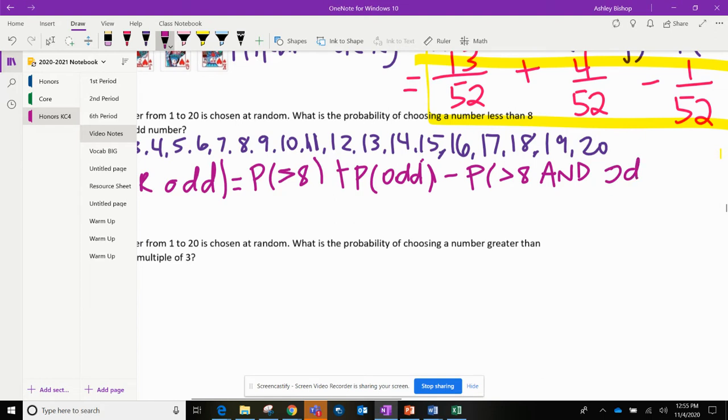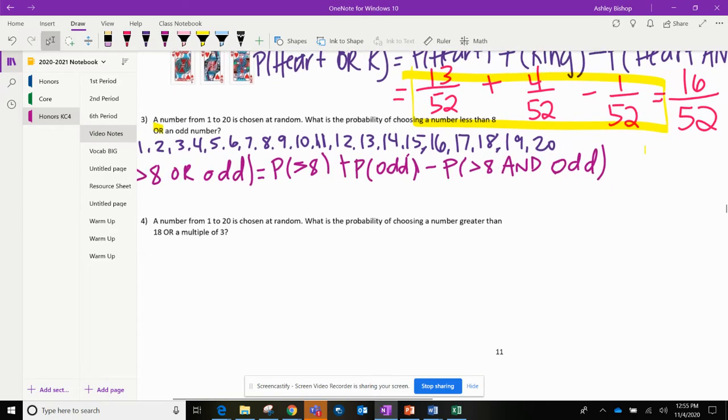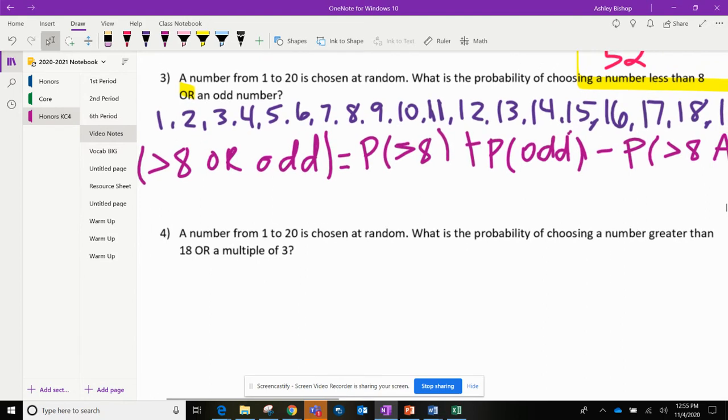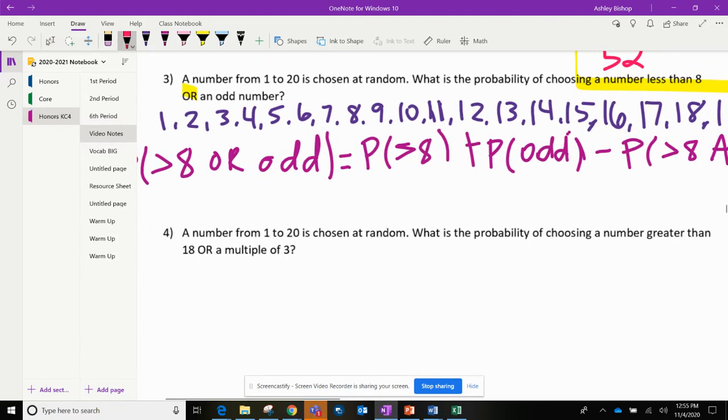All right, and like I said, the setup is half the battle. Now we just need to find these probabilities. You need to show all of this work, though, on a GoFormative test or quiz. All righty, the probability of getting a number less than 8. Well, how many numbers out of the 20 are less than 8? Well, let's see. I have 1, 2, 3, 4, 5, 6, 7. There are 7 numbers out of the 20 that are less than 8.